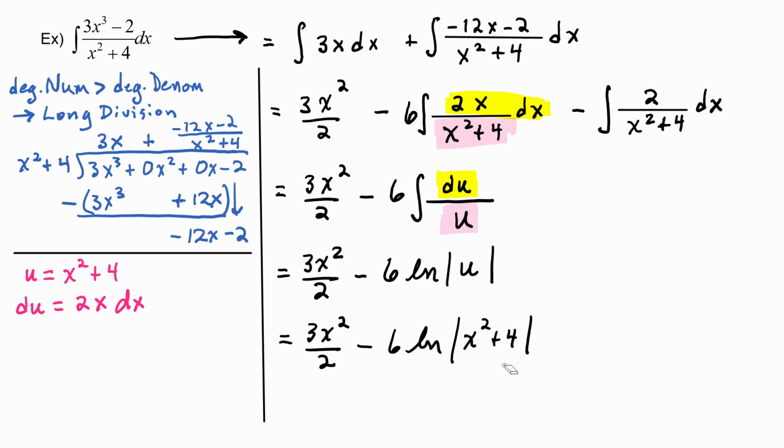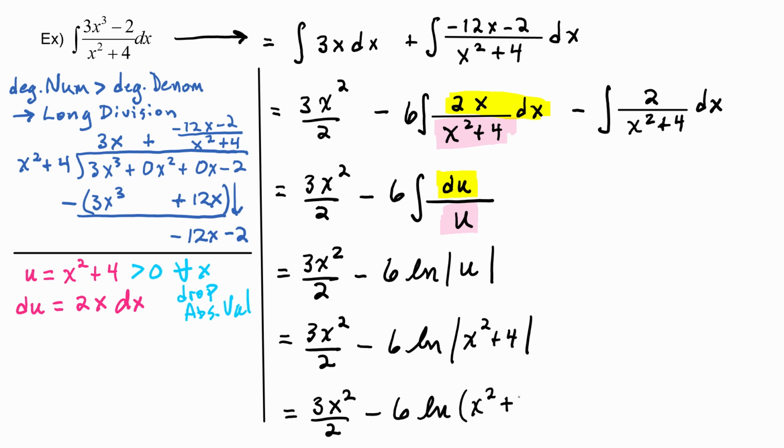Now here we have to decide if we are going to simplify the absolute value or not. We know that x squared plus 4 is greater than 0 for all x, and that will let us drop the absolute value. So now we have this is equal to 3x squared over 2 minus 6 natural log of the quantity x squared plus 4.